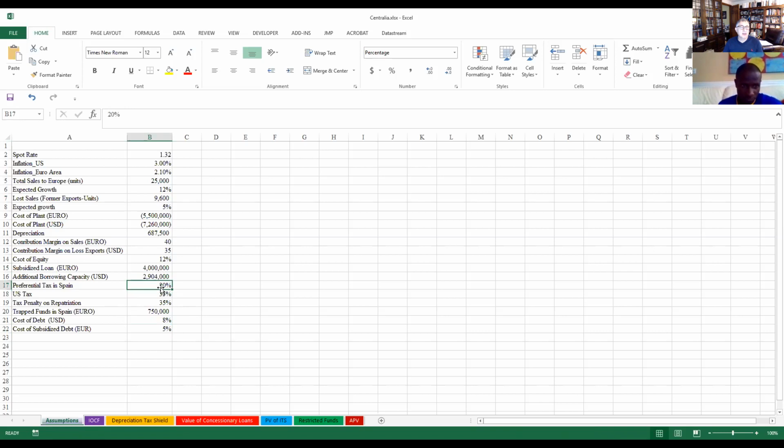The Spanish government provides the company an opportunity to pay only 20% tax. So it is a tax subsidy that they're offering. The US tax rate is 35%. But the Spanish government also says that if you reinvest your profits, we are going to tax you at 20%. But if you repatriate your profits, you will have to pay 35%.